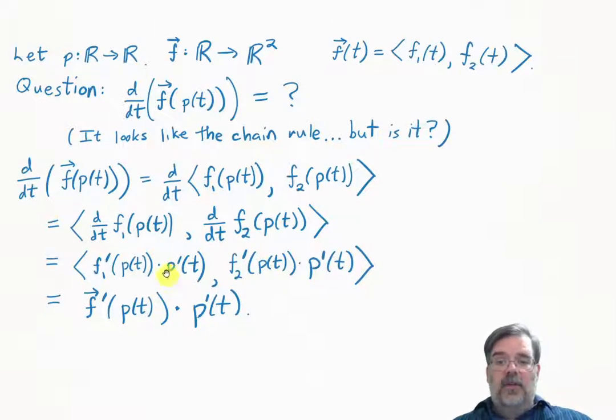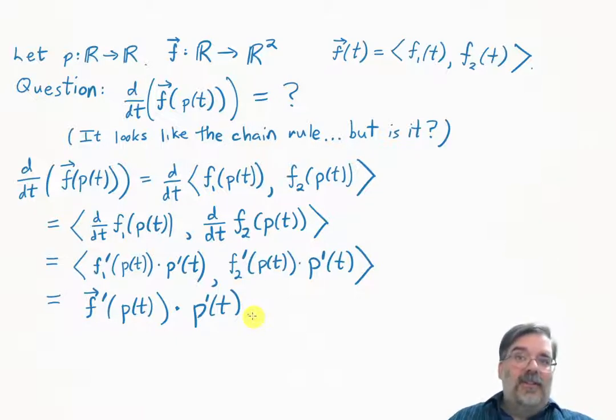Once again, we have a common factor here, a p prime of t, so we can factor that out. But then we're left with derivatives of the original function applied to p of t. And so after factoring out p prime of t, what we're left with is f prime of p of t. And hey, that looks just like the chain rule. So again, multivariable mathematics is very consistent with what you've learned before. The chain rule looks the same.